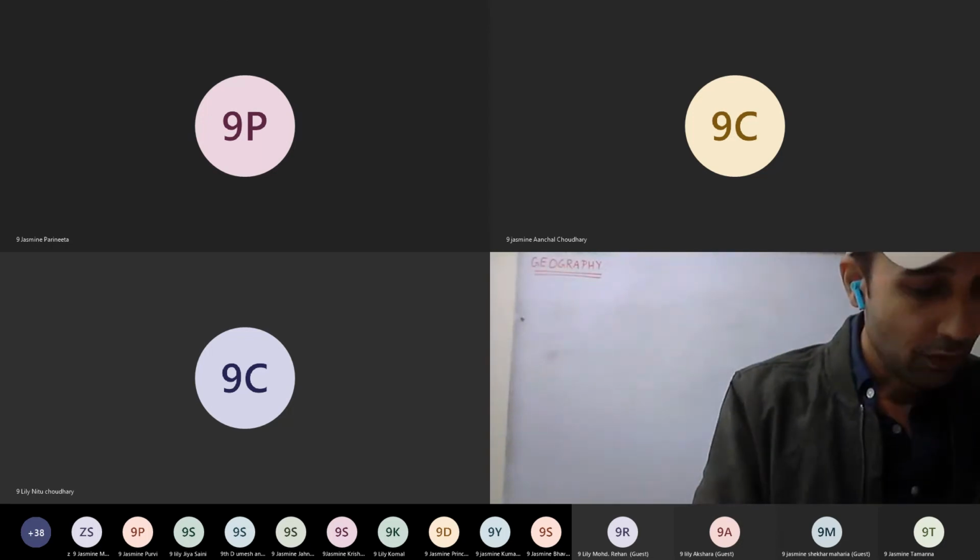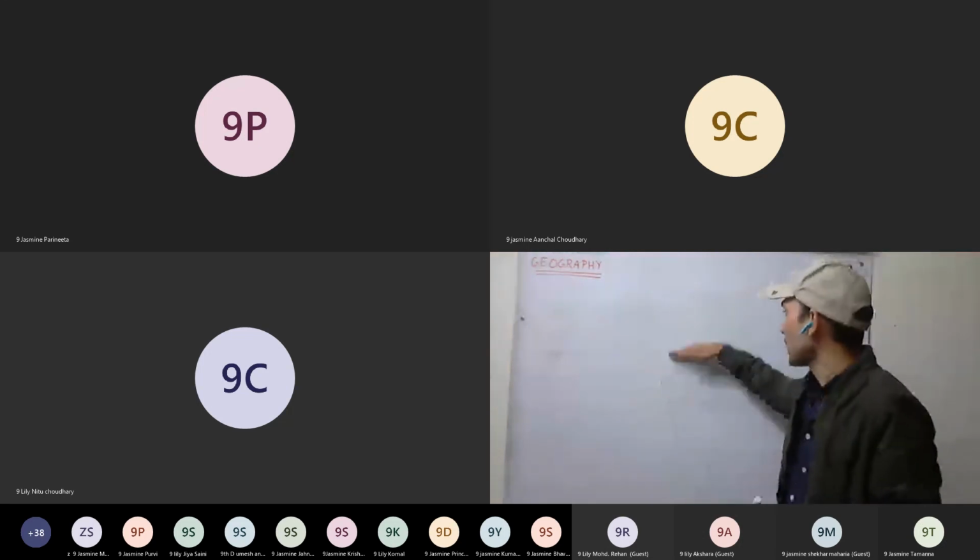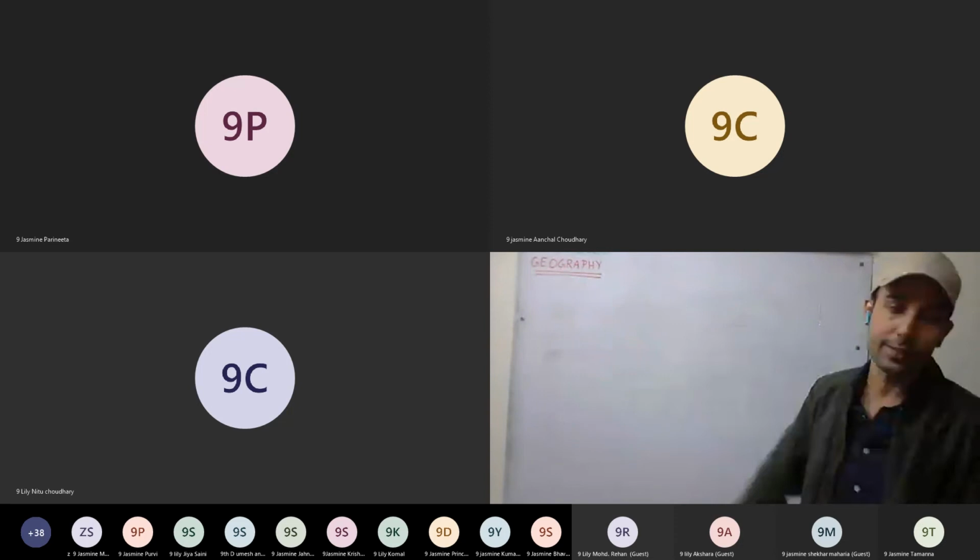Okay. What does normal lapse rate mean? That you can write: normal lapse rate is the decrease in temperature as height increases.